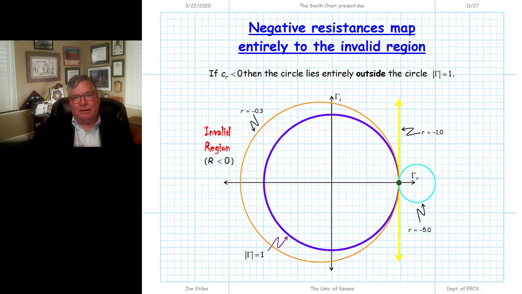And again, really, it divides itself into two pieces. One where CR is between 0 and -1, and then another one from -1 to -infinity. Are these contours going to be very useful to us? Well, not really. Certainly, all these values are for impedances with negative resistances, and so they're all in the invalid region. And as long as we stick to passive devices, they really are not of much concern to us.